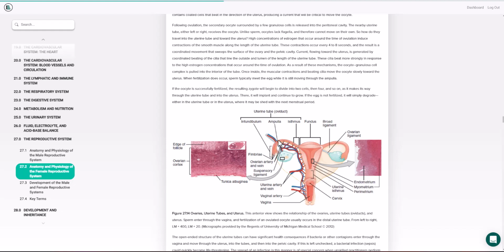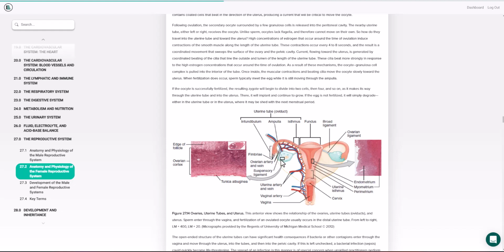Recall I told you that the egg is only viable for about 24 hours. It must be fertilized within 24 hours, whereas sperm are viable for 72 plus hours. And so sperm can be present 72 hours before ovulation or could present themselves within 24 hours of ovulation.